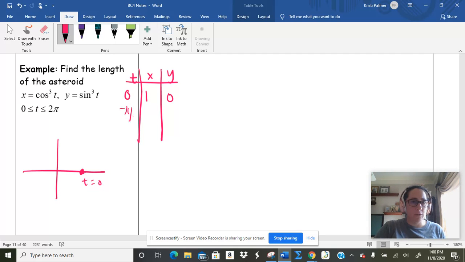Let's go to pi over 2. So x here, cosine of pi over 2 is 0. And then we're going to cube it, and we get 0. Sine of pi over 2 is 1. Cubing it, we get 1. So we're up here now. Let's go to pi. Cosine of pi, -1. -1 cubed is still -1. Sine of pi 0 cubed is 0.